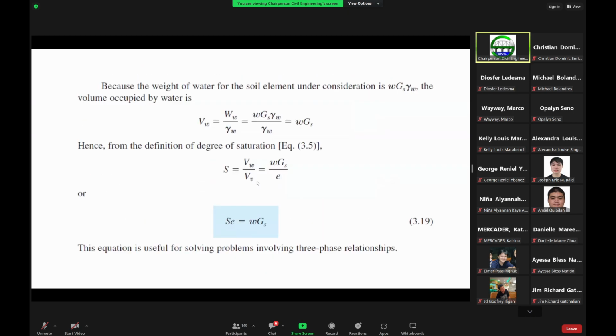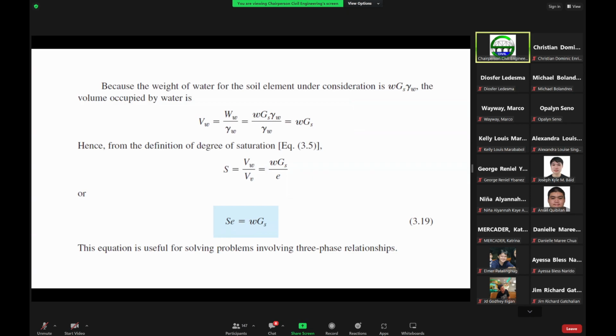So if the volume of solids is treated to be unity, or 1, then from this equation we now have the relationship: the degree of saturation multiplied by the void ratio is equal to the gravimetric water content. Take note, that's gravimetric water content. It is not volumetric water content. So that's in terms of weight. The gravimetric water content multiplied by the specific gravity of the soil solids.